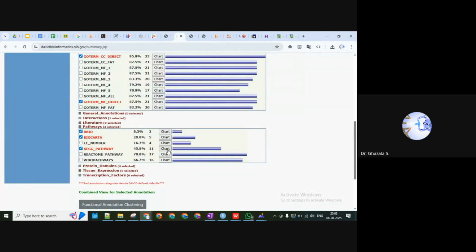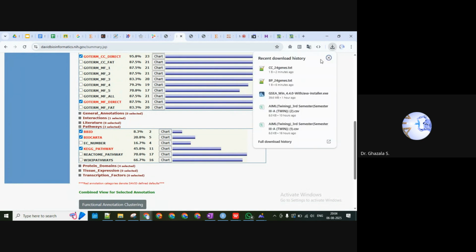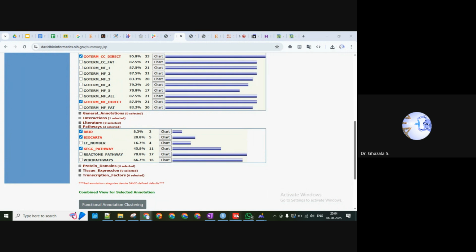You just need to get these tables. So once we have downloaded, you can just open them in Excel.